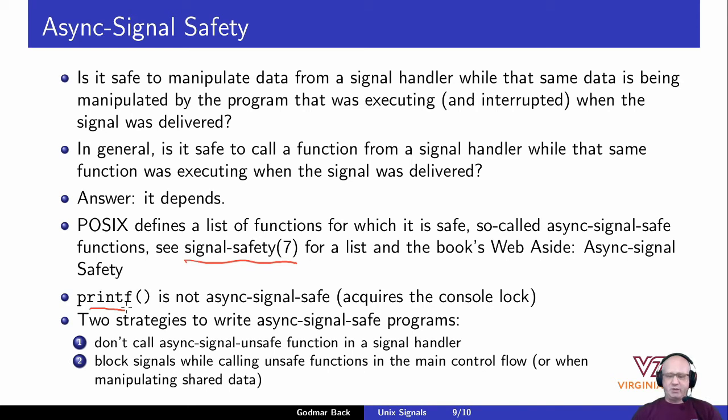Now, how do we deal with this? There are basically two strategies to write programs that are async signal safe. The first one is to just say, well, let's keep what we're doing in the signal handler very, very minimal.